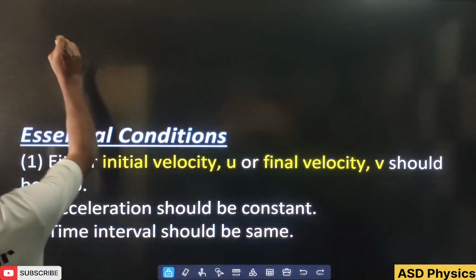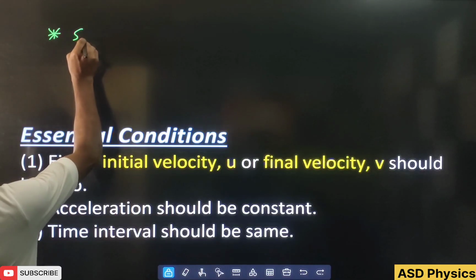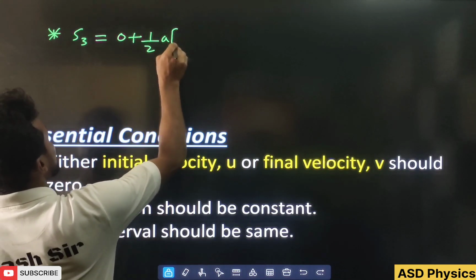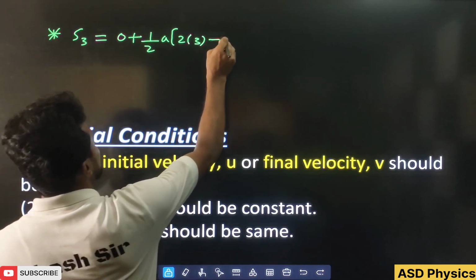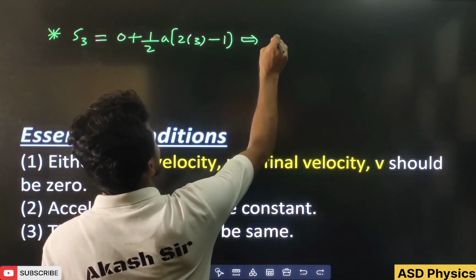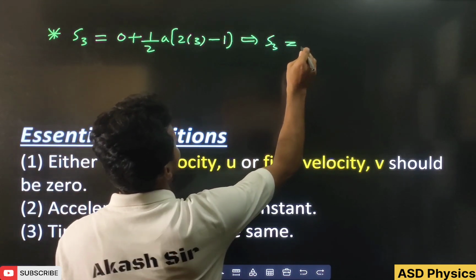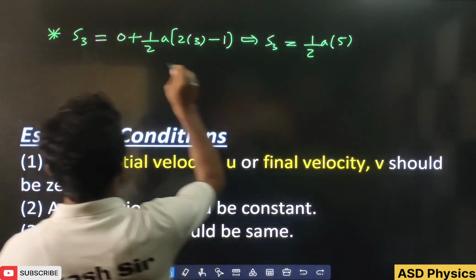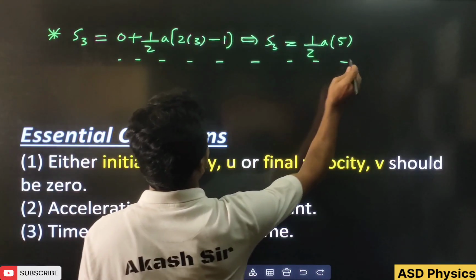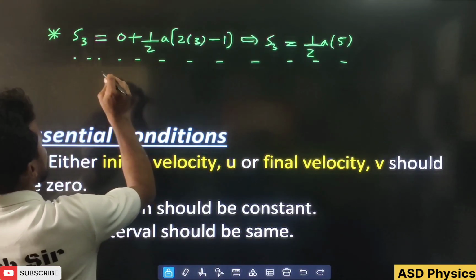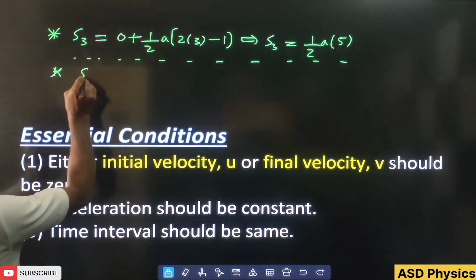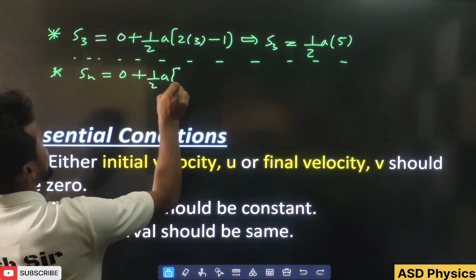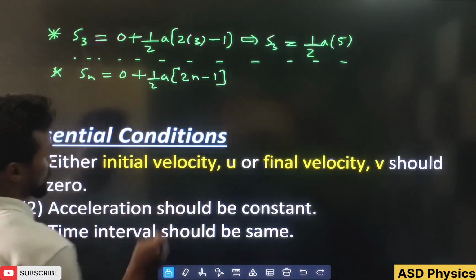Similarly, if I write one more for you, S3 will be 0 + (1/2)a(2 × 3 − 1). That means S3 = (1/2)a × (6 − 1), which is 5. In the same way we can tell the fourth second also. And if I write for the nth second, it will be 0 + (1/2)a(2n − 1).